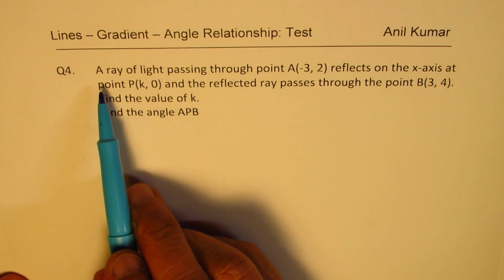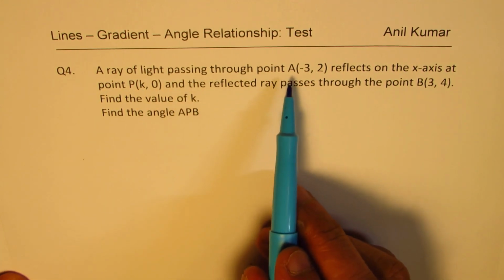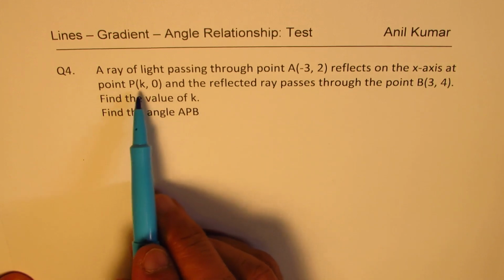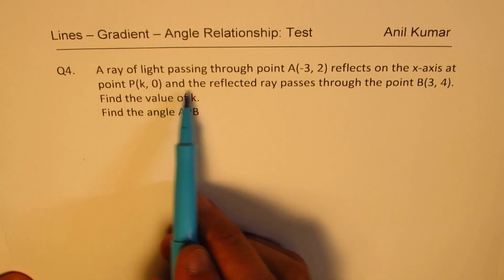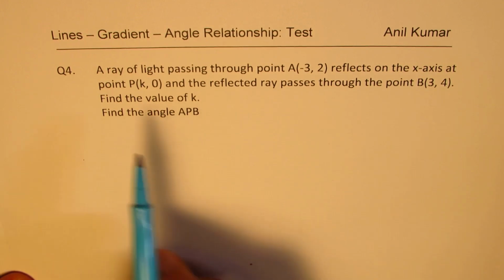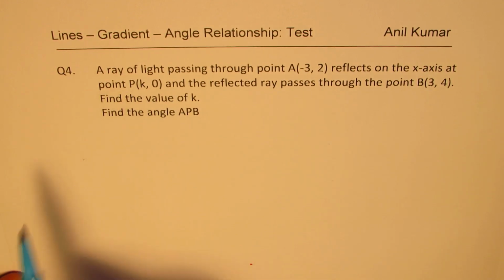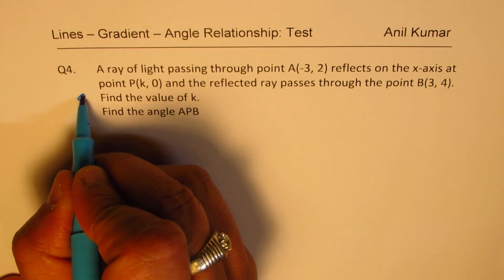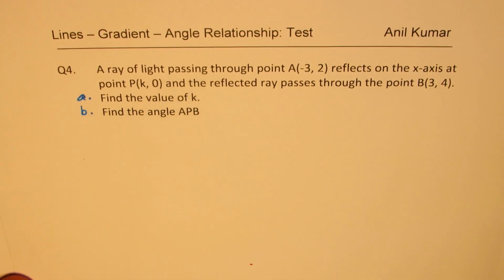Question number 4. A ray of light passing through point A (-3, 2) reflects on the x-axis at point P (K, 0), and the reflected ray passes through the point B (3, 4). Find the value of K, that is the first part, and find angle APB. So it has two parts, A and B. I'd like you to pause the video, answer the question, and then look into my suggestions.